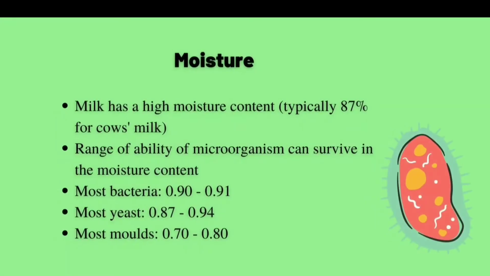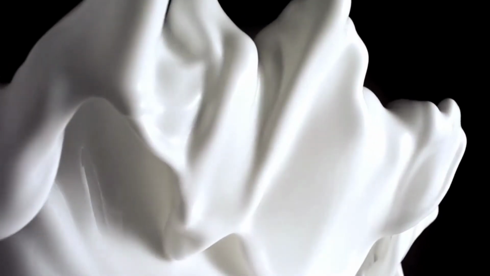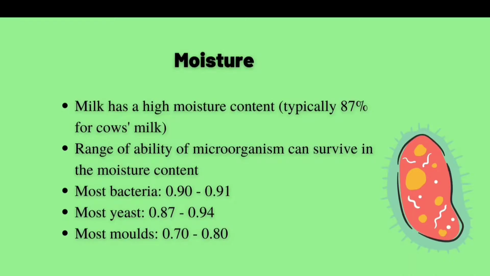Lastly, the factor of growth of microorganisms in milk, which is moisture. Milk has a high moisture content, which is 87% for cow milk, and with respect to available moisture, it is an excellent growth medium. But it must be understood that with respect to microbial growth, the critical parameter is water activity, not the moisture content. Water activity, or aw, is an index of the availability of water for microbial growth.